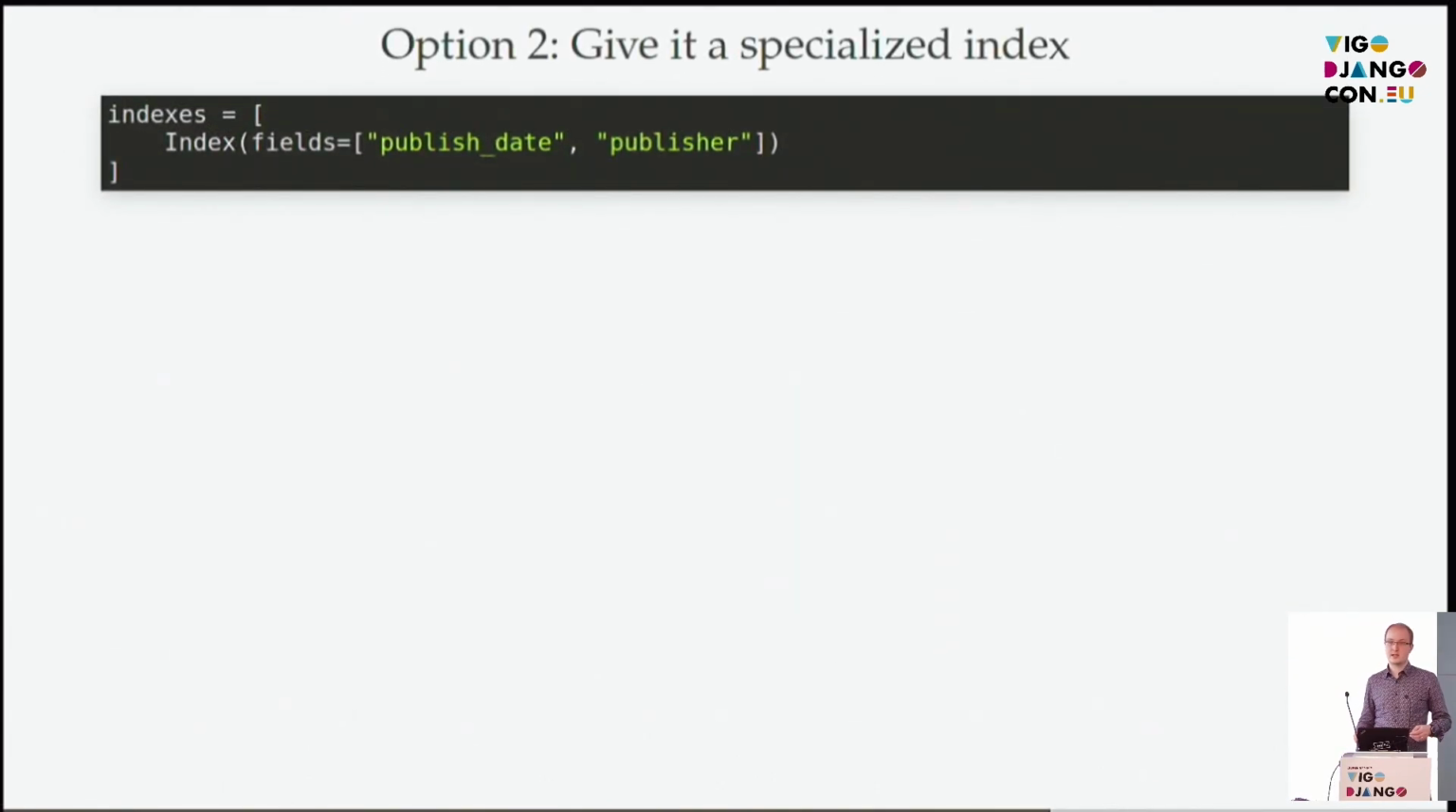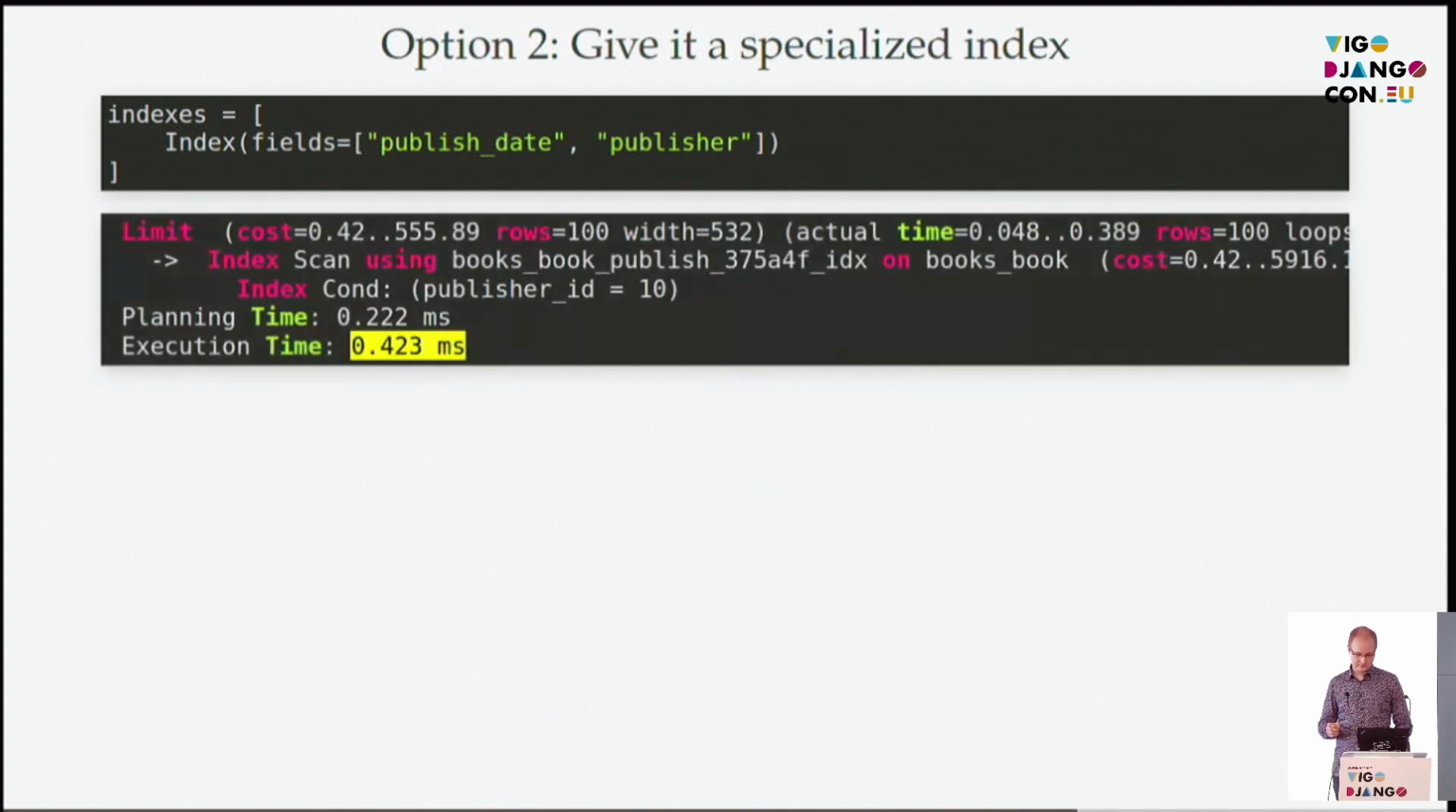The second option is to look at specialized indexes, not only on a specific column, but based on the queries that we often need to do. For our case, we could define a combined index on the publish date and the publisher. And if we do that, PostgreSQL will decide that the quickest way is to use this specialized index, and our query time consistently goes down to a very small amount.